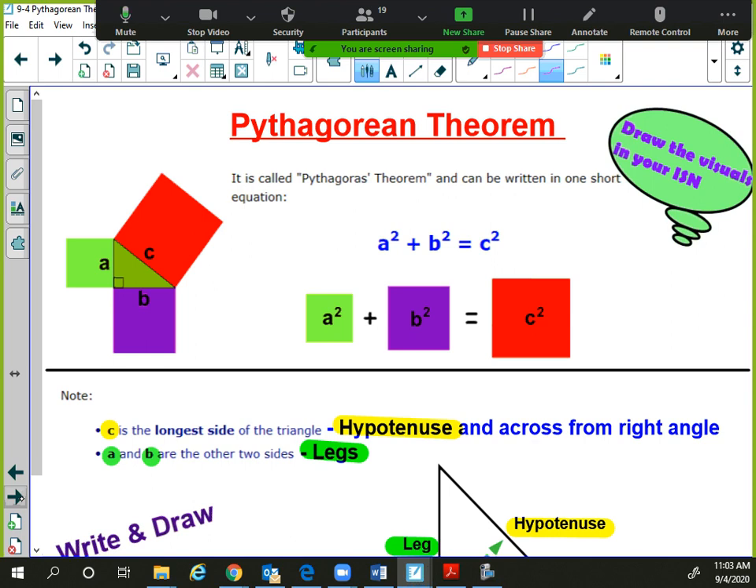So if you're having to draw this or write your notes because you aren't able to print, you need to be writing pretty much everything you see on the screen. Draw all the visuals. Whatever is on the board, you should be getting in your notes page.